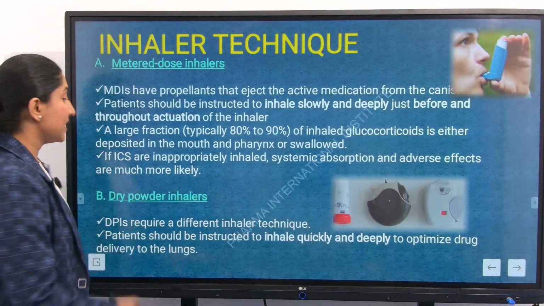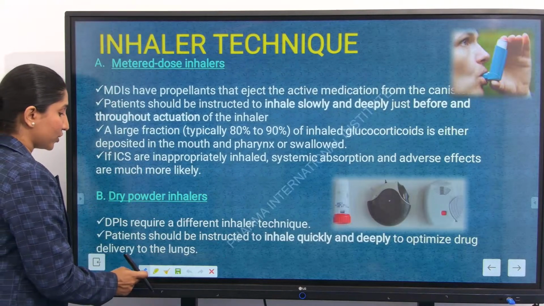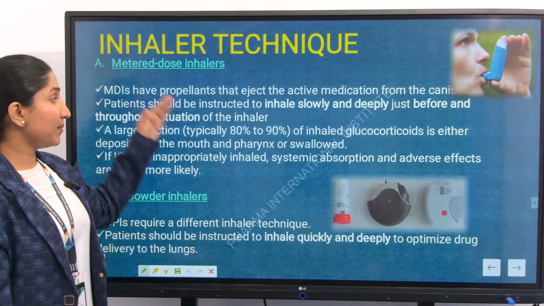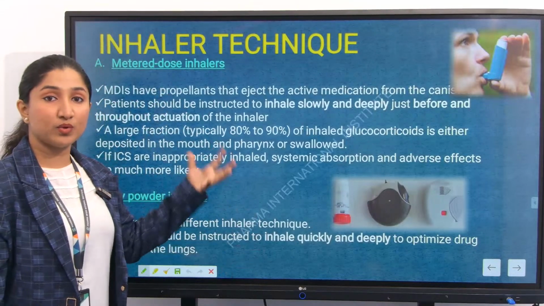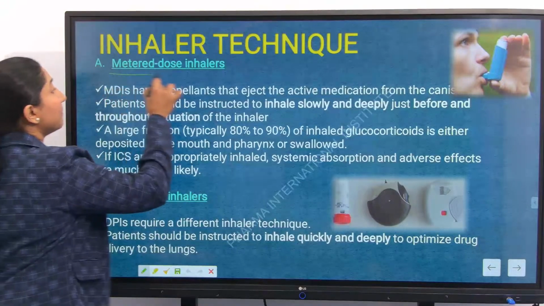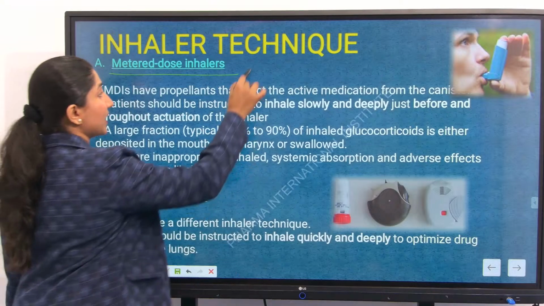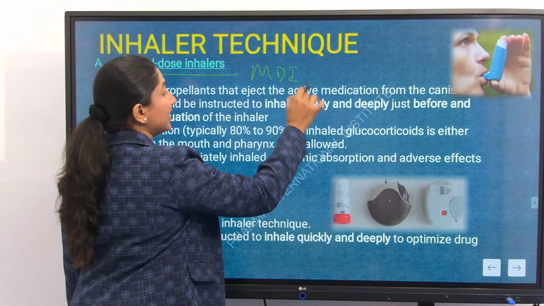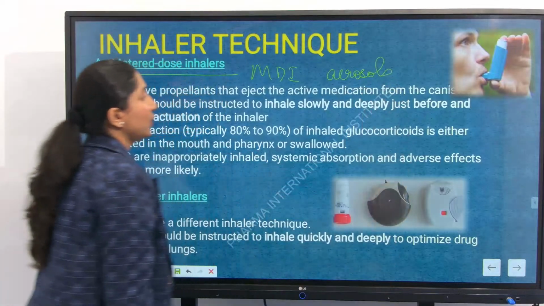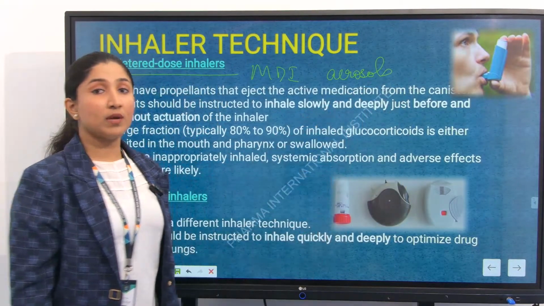So we said that the short-acting beta agonist, then inhaled corticosteroids, all are taken in an inhalational way. So there are basically two types of inhalers by which these drugs can be taken into our respiratory system. The first one is the metered dose inhaler, or MDI, where you deliver the drug in the form of aerosols. So that is an example of a metered dose inhaler.